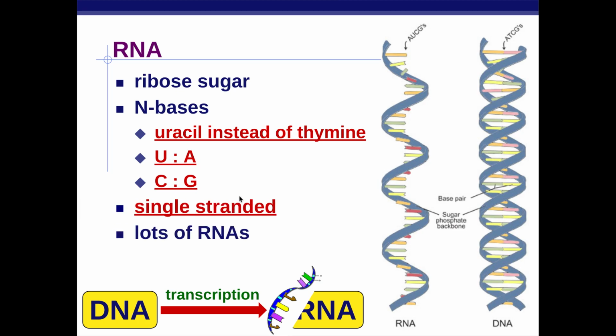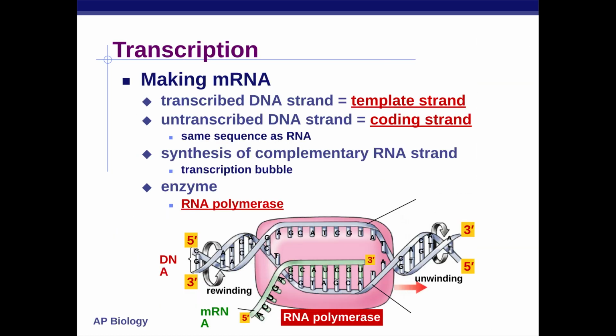And there are multiple types of RNAs. You have your messenger RNAs, your transfer RNAs, your ribosomal RNAs. All these three are involved in transcription and translation. And you also have siRNA and microRNA that are involved in post-transcriptional regulation and control.